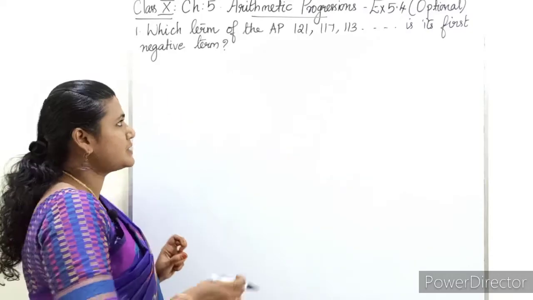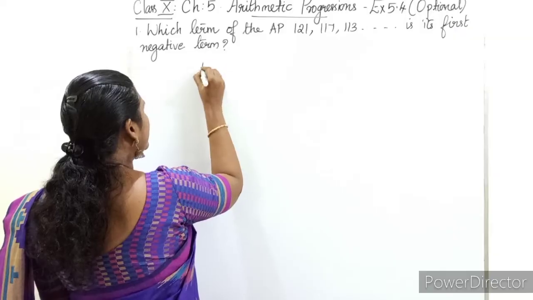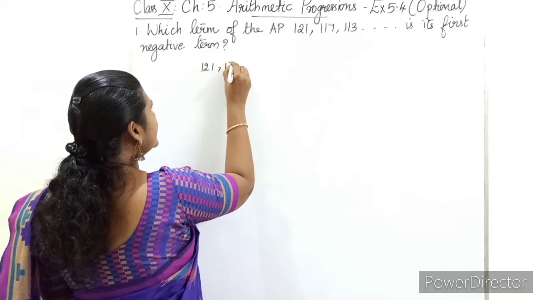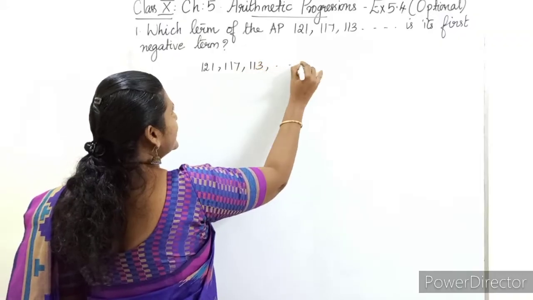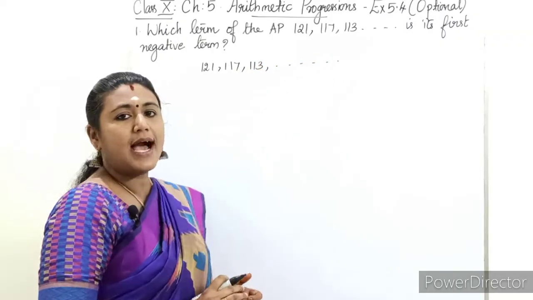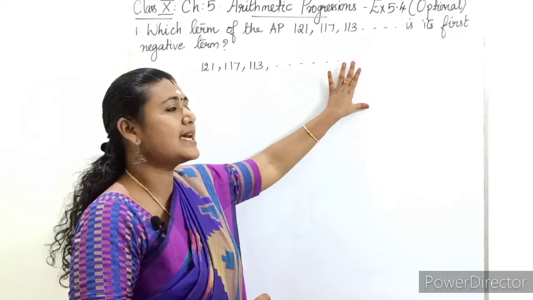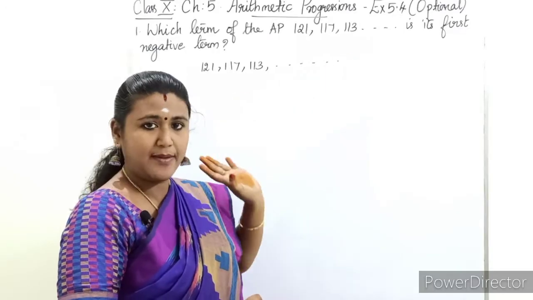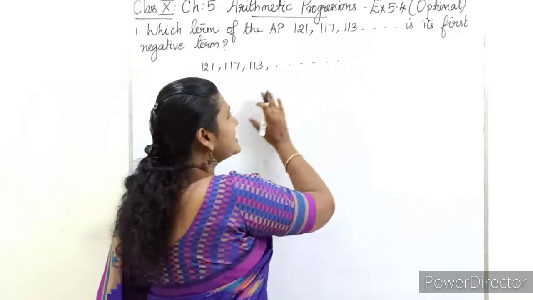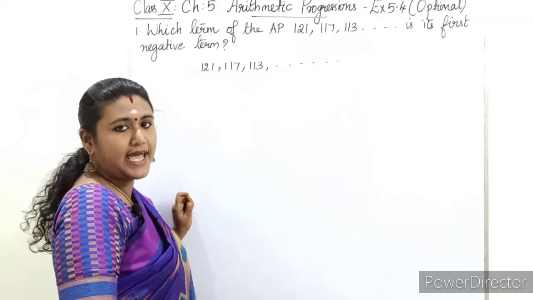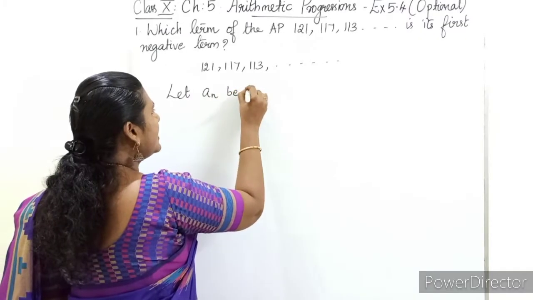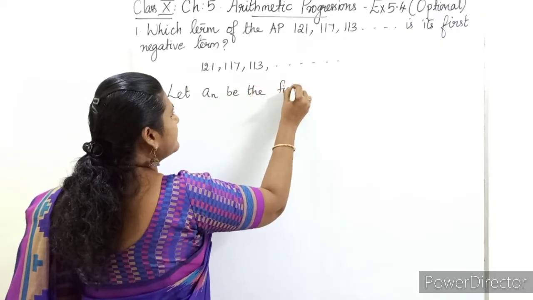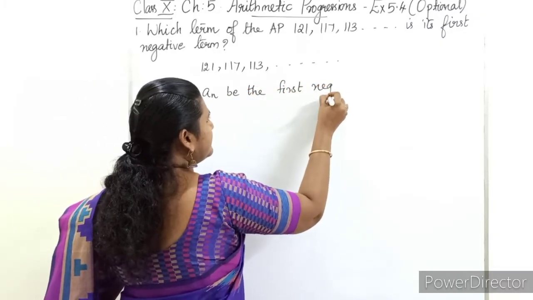So here in this question, AP is given, that is 121, 117, 113, etc. So this is the AP and we have to find the first negative term in this AP. So we will take the first negative term as AN. We don't know which term is the first negative term. Let AN be the first negative term.